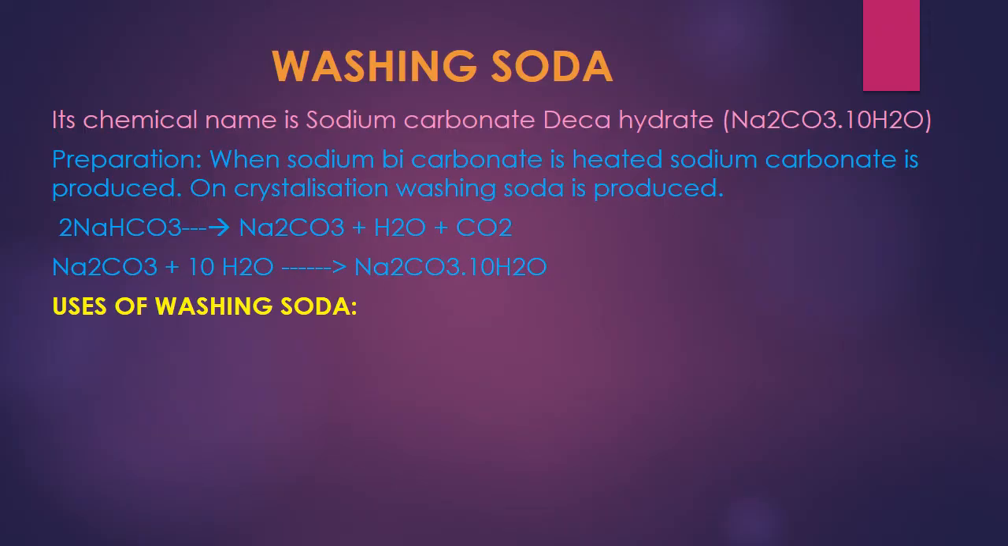Dear students, the next salt is washing soda. Its chemical name is sodium carbonate decahydrate, that is Na2CO3.10H2O. How do you prepare the washing soda? The answer is, when sodium bicarbonate is heated, sodium carbonate is produced. On crystallization, washing soda is produced.